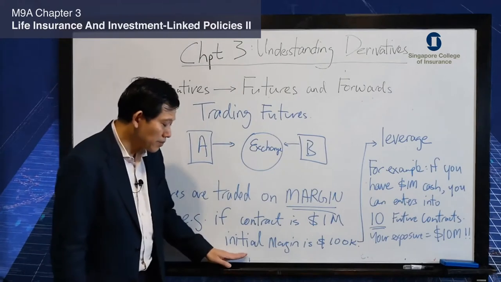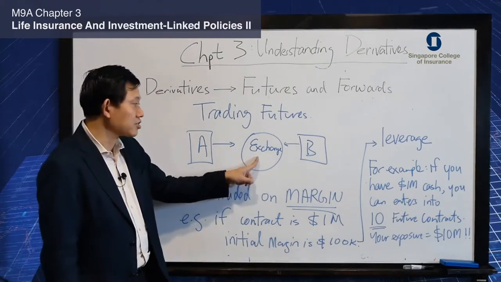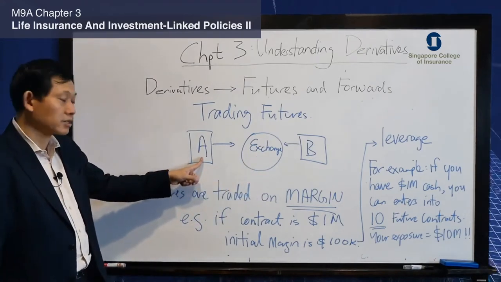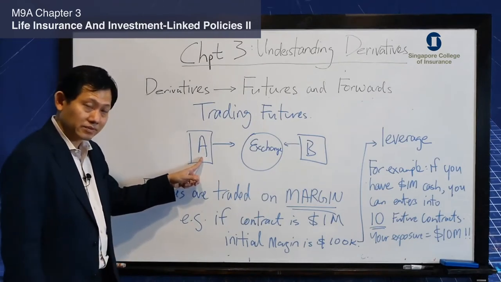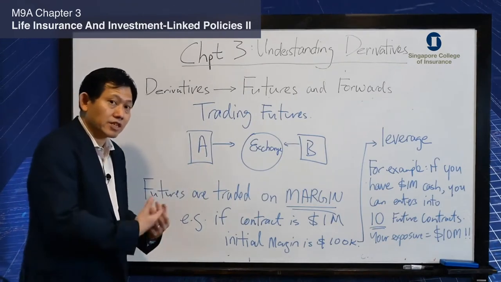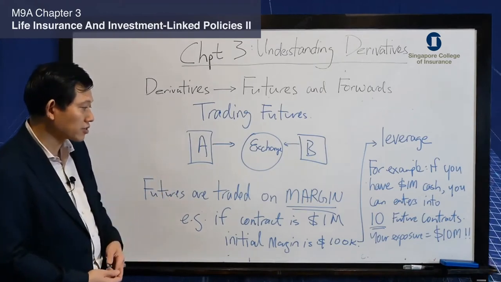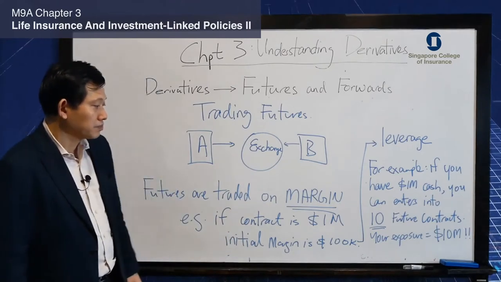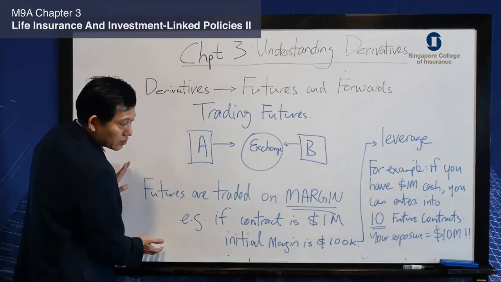What's the percentage of initial margin? It's all determined by the exchange. The exchange will take a look at party A, your creditworthiness, how deep your financial resources are. They can decide 10%, 5%, some even demand say 20%. Sometimes it's also a function of what type of contract you are trading. Now, because of the way futures are traded, you need a margin.